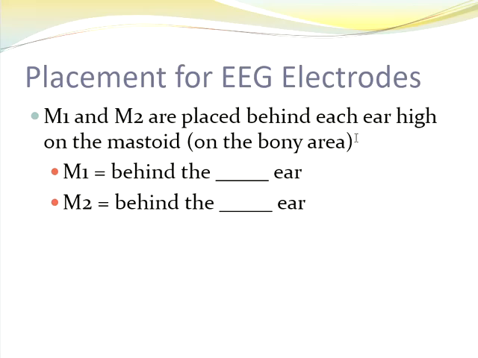M1 is placed behind which ear, left or right? The left ear, because again, anything with an odd number is on the left side, anything with an even number is on the right side. So M2 goes behind the right ear.